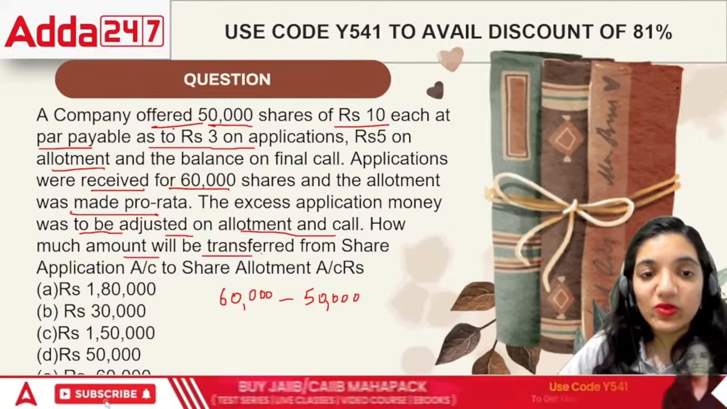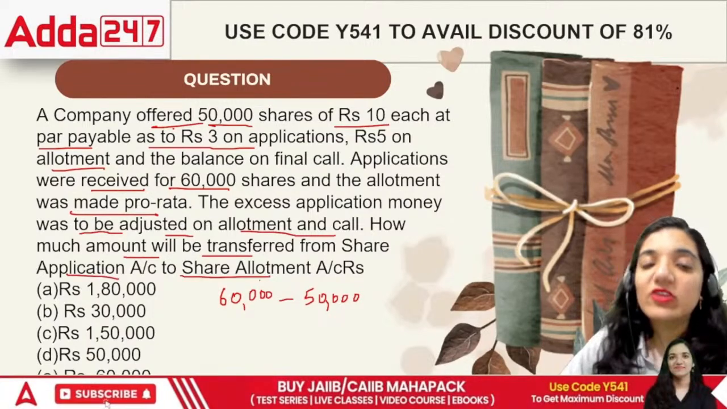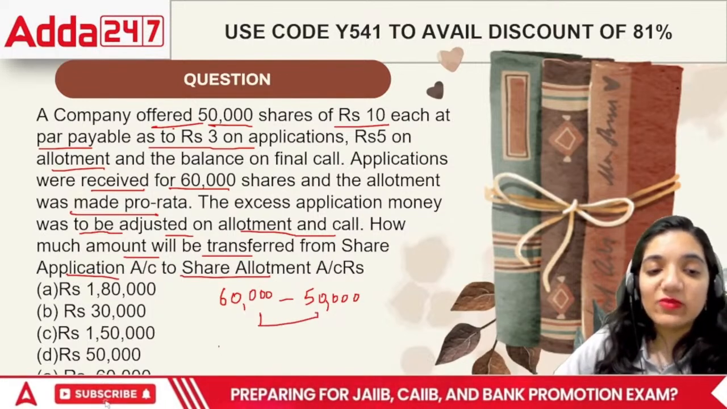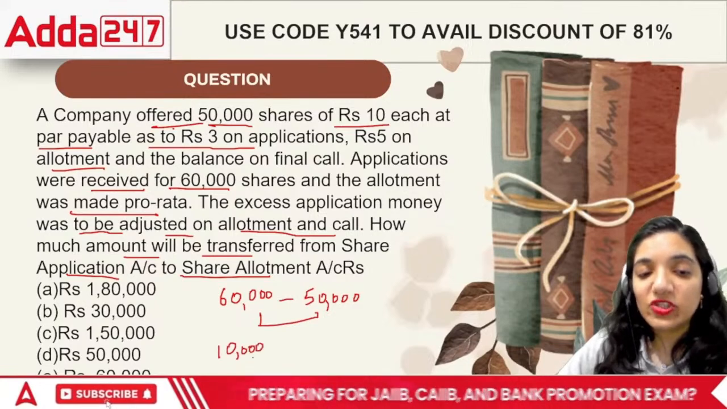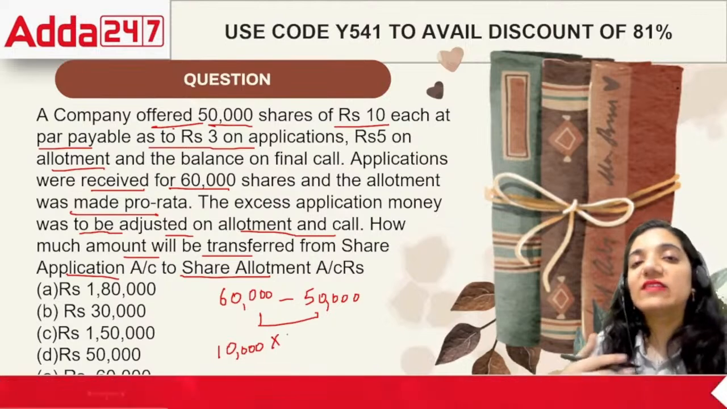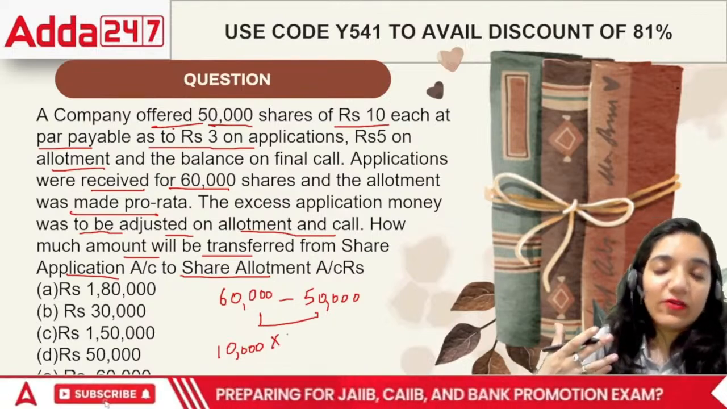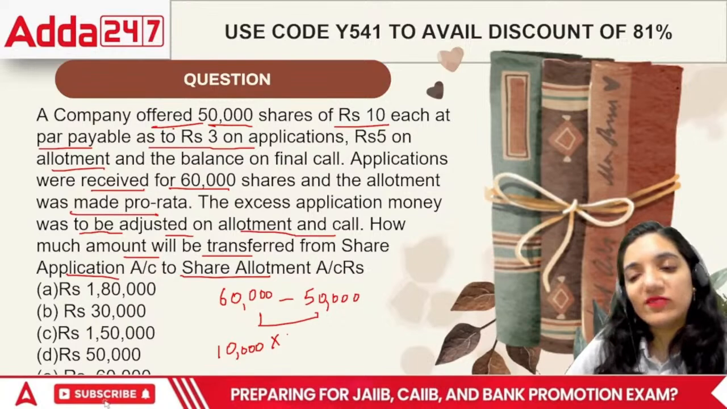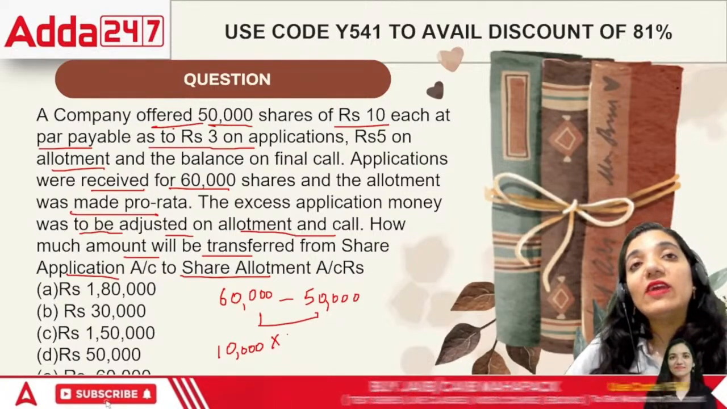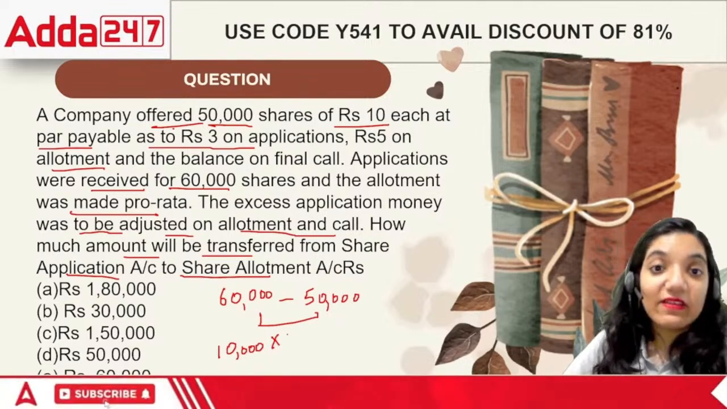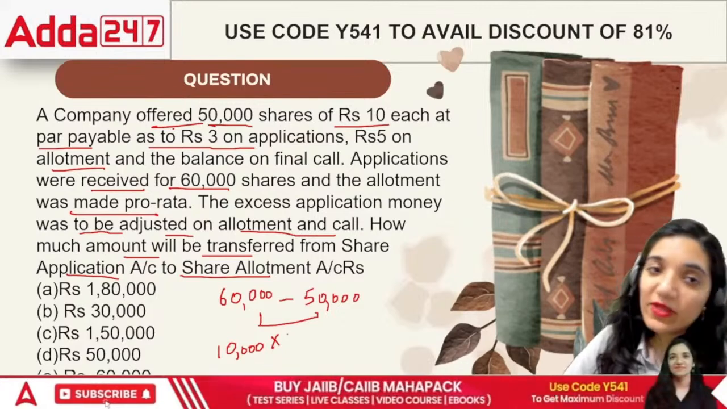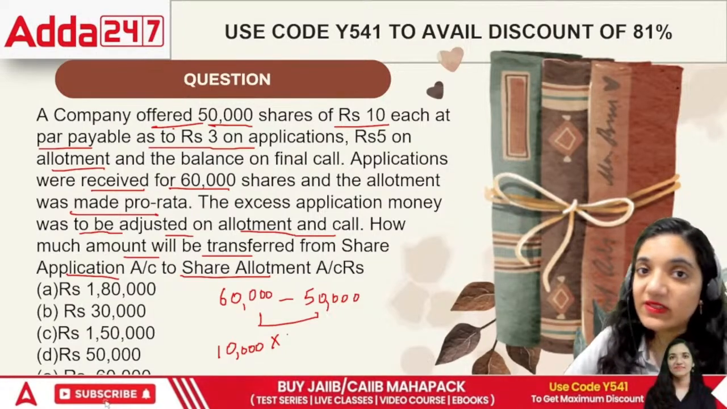How much amount will be transferred from the share application to the share allotment. Number 1, in this case 60 to 50, ultimately the excess number of shares is 10,000. On that, the application money, see the cases, people asked for 60, we said that we have 50,000 shares. People got excited, they really wanted to buy our shares, so they oversubscribed, they gave us money for 60,000 shares, but our limit was 50,000, otherwise ROC will kill us.